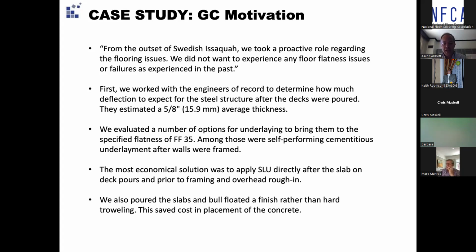And they poured the slabs. I think Sellen self-performed the concrete in this case. So they were a self-performing general contractor who did the concrete themselves. They poured the slabs, both floated to finish rather than hard troweling, and saved cost in placement of the concrete. So what did this process look like?